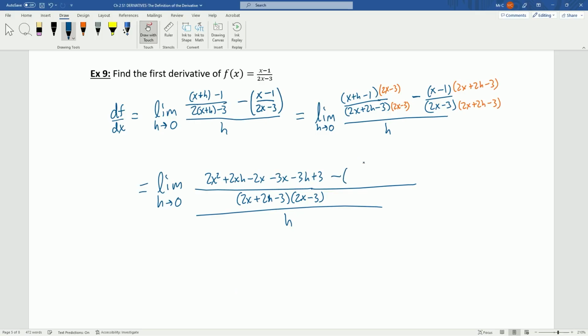Minus parentheses, this negative has to apply to the whole product here. And now I'll distribute the x, and I get 2x squared plus 2xh minus 3x, and distribute the negative 1, minus 2x minus 2h plus 3. And this is all being divided by h. So instead of writing this as divided by h, I can multiply by the reciprocal, 1 over h. And now we'll rewrite this again.